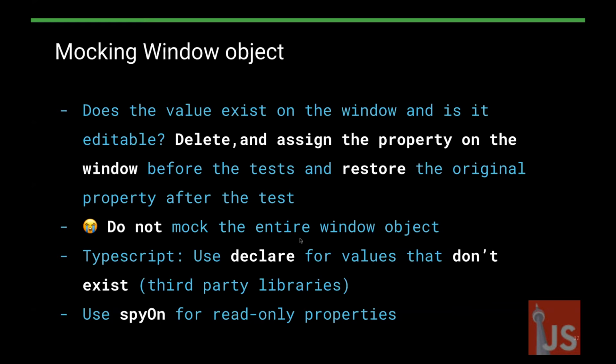Don't try to mock the entire window object. It's really, really big. In TypeScript, we have to use this word declare for values that don't exist. So if you're mocking a third-party library that gets attached to the window object, you have to use this declare keyword, and I'm going to talk about that in a bit.